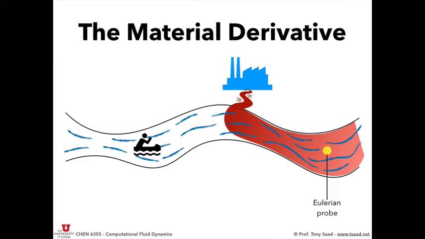So now let me ask you a question. When this person hits the probe, this Eulerian probe, should they not, based on their reading, measure the same concentration? Yes, of course. So at some point here, that concentration is going to be equal to that other guy. But how do you account for this change in concentrations?